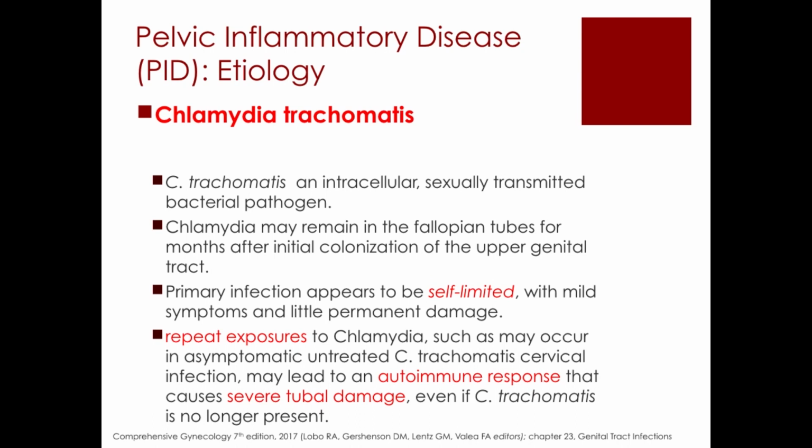The other etiological agent that's most commonly associated with PID is Chlamydia trachomatis. Chlamydia trachomatis is an intracellular, sexually transmitted bacterial pathogen. Chlamydia may remain in the fallopian tubes for months after initial colonization of the upper genital tract. Primary infection appears to be self-limited, with mild symptoms and little permanent damage. However, repeated exposures to chlamydia, such as may occur in asymptomatic and treated Chlamydia trachomatis cervical infection, may lead to an autoimmune response that causes severe tubal damage, even if Chlamydia trachomatis is no longer present.